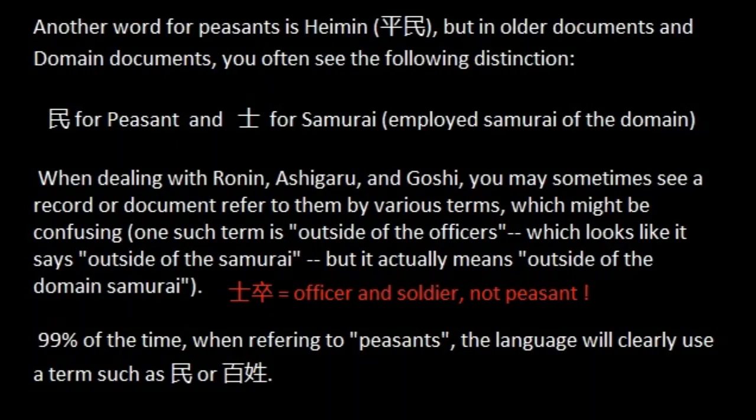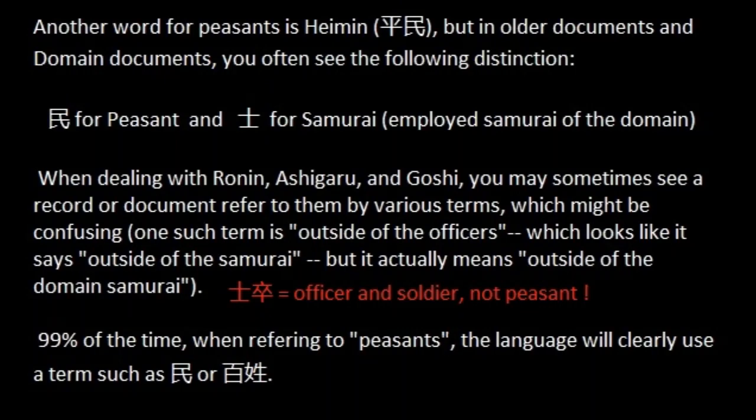There's one such term, outside of the officers, and it looks like it's saying outside of the samurai, but it doesn't mean peasant. What it means is outside of the domain samurai. It can mean anything from ashigaru to ronin to goshi. So when officer and soldier is the terminology used in the document, you have to be very careful how you read it, because it's not referring to peasants at all. I've seen people make this mistake before.